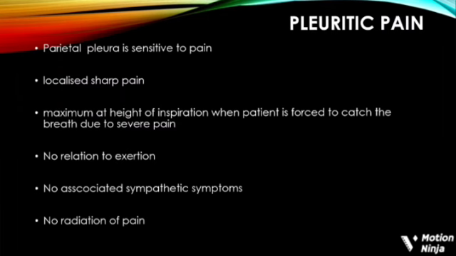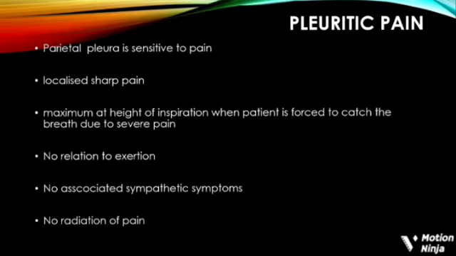Now, pleuritic pain is another significant cause of chest pain. You know, in the lungs, it is the parietal pleura that is sensitive to pain. And whenever the parietal pleura is inflamed, during a deep breath the visceral and the parietal pleura rub against each other, and the patient gets severe pain. So it's a localized sharp pain, and the patient usually gives a history that they have to catch their breath during the depth of inspiration.